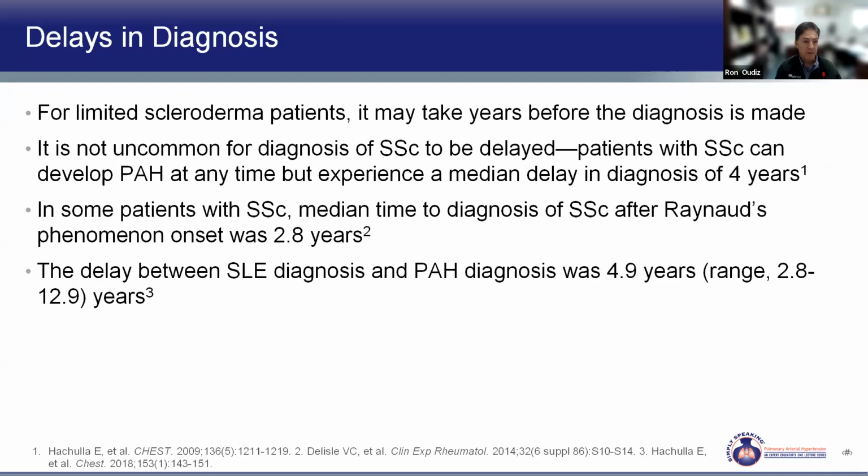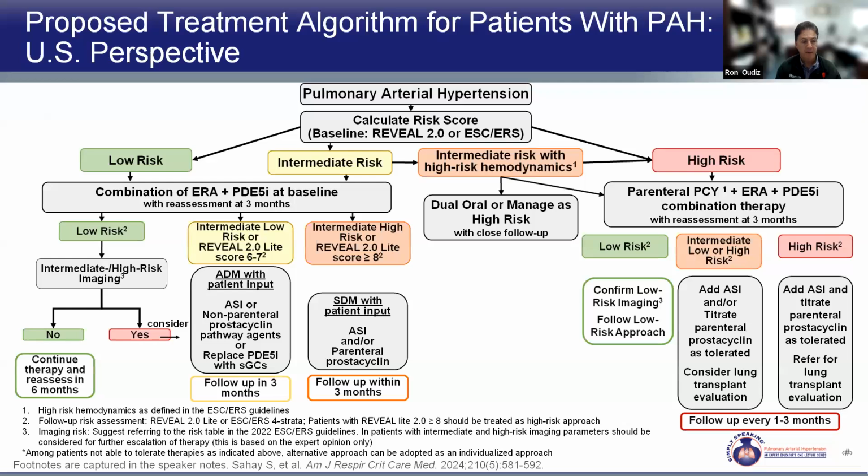There are delays for scleroderma patients, just like there are for all other PAH patients. The median time to diagnosis in one study was 2.8 years from the diagnosis of scleroderma after Raynaud's phenomenon. And in another study, between SLE diagnosis and PAH diagnosis, 4.9 years. So you've got to be careful about this.